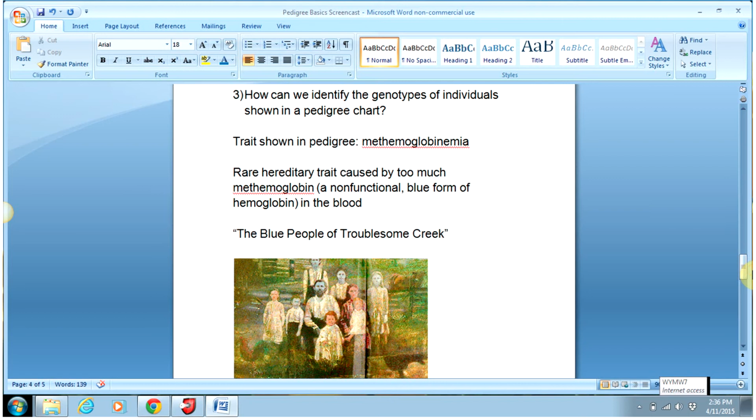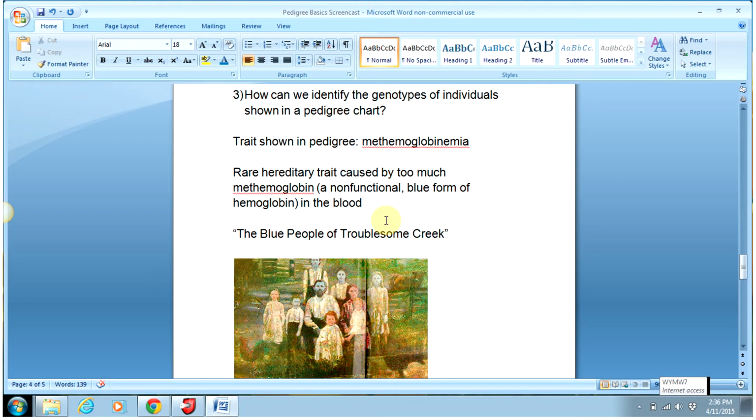Our third guiding question asks, how can we identify the genotypes of individuals shown in a pedigree chart? Well, in order to answer this question, we're going to look at a pedigree that shows the inheritance of a trait called methemoglobinemia, I believe. This is a really rare hereditary trait, and it's caused by the presence of too much methemoglobin, which is a non-functional blue form of hemoglobin in the blood.